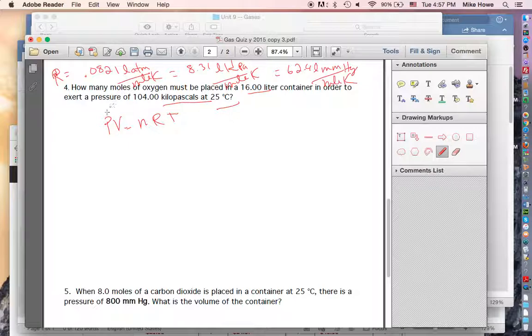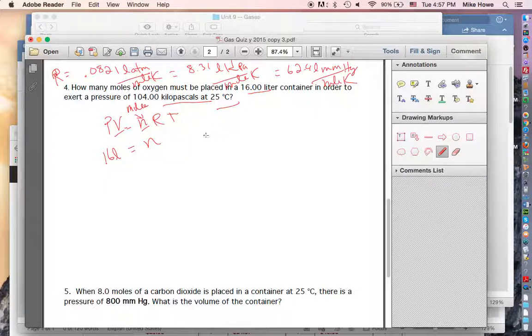So now you're ready to look at the equation, plug in the numbers, and solve it. In this equation, I should mention that N, that's a new variable, represents moles. In this question it says how many moles of oxygen, so you know you're trying to solve for N. So I'm going to write an N in there. Must be placed in a 16-liter container. That's volume, 16 liters, so that goes right here.